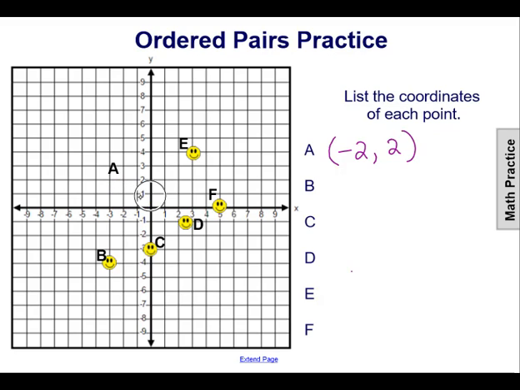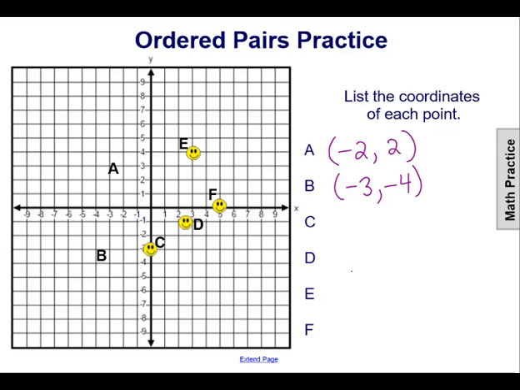Now let's list the coordinates for B. Starting at the origin, or in relation to the origin, point B is to the left and down. So it is to the left 3 units, so our first number will be a -3. And it is down 1, 2, 3, 4 units, so our second number will be a -4. So the coordinates for point B are -3, -4.